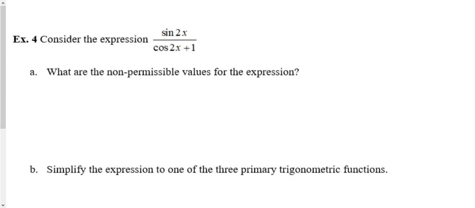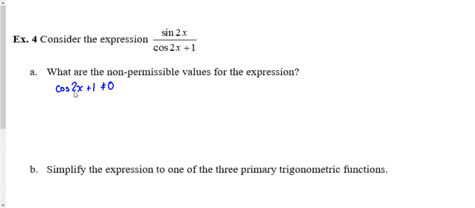In the next example, example 4, it says consider the expression sine 2x divided by cos 2x plus 1. What are the NPVs? What are the non-permissible values first? Well, we have a denominator here, and that's going to be where the NPV is found. So our NPV is, let's start off with cos 2x plus 1 cannot equal 0.